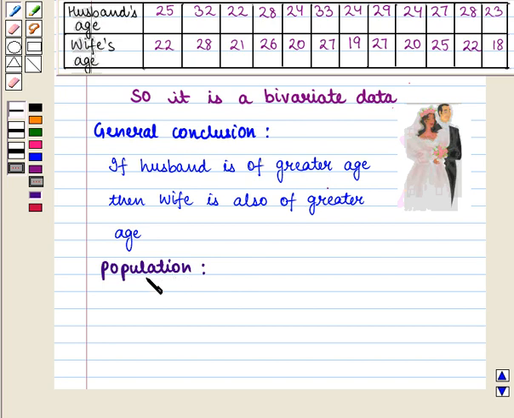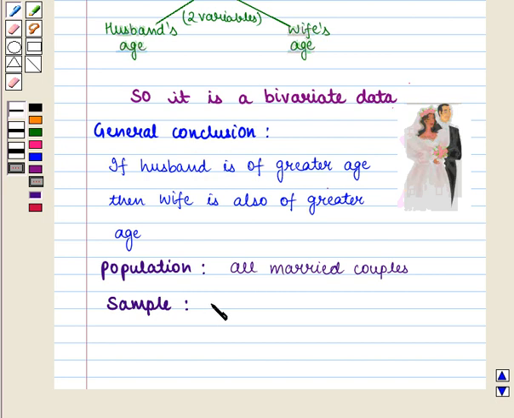So here the population will be all married couples. And the sample is randomly selected 12 married couples.